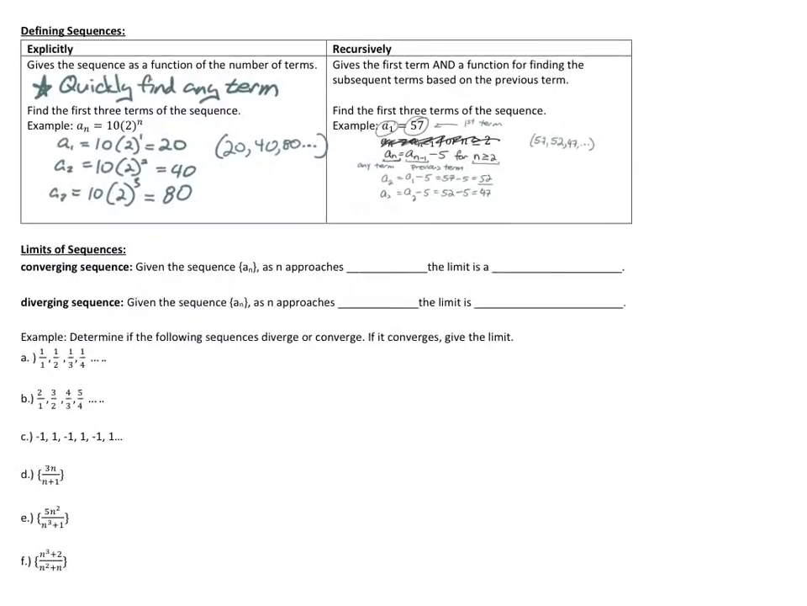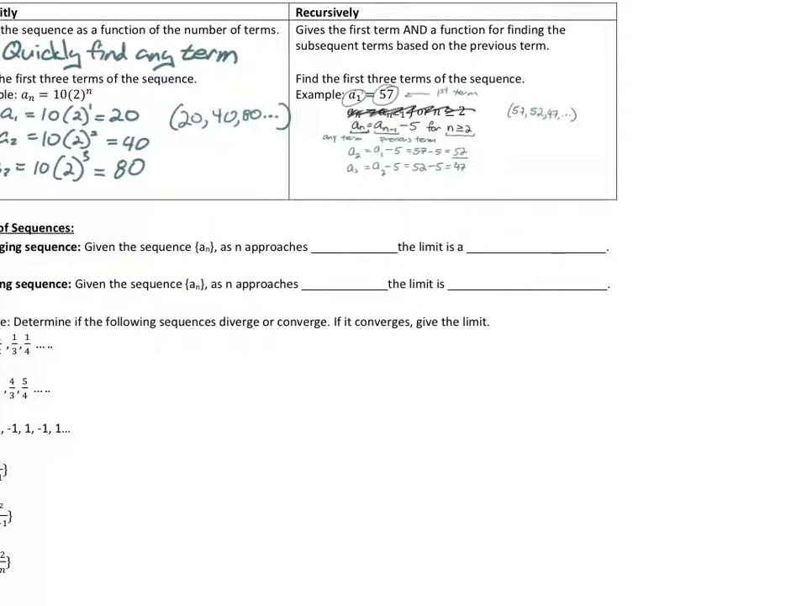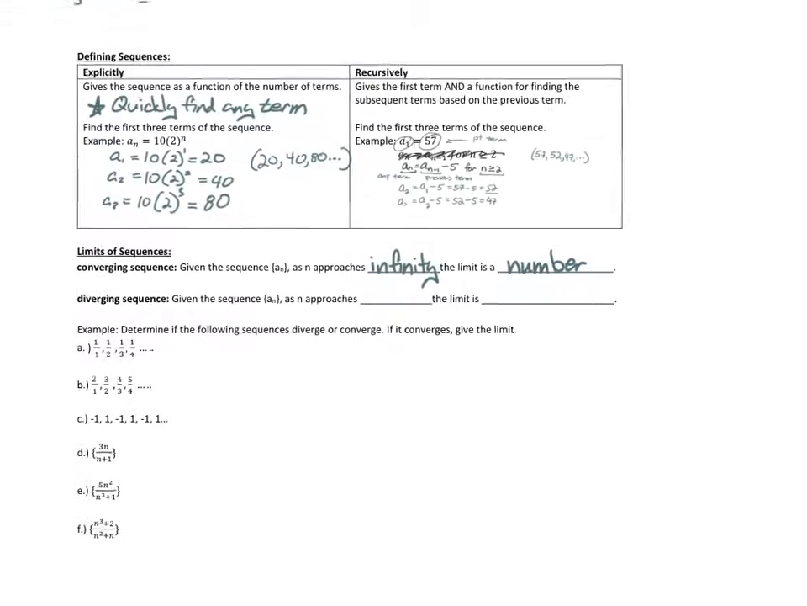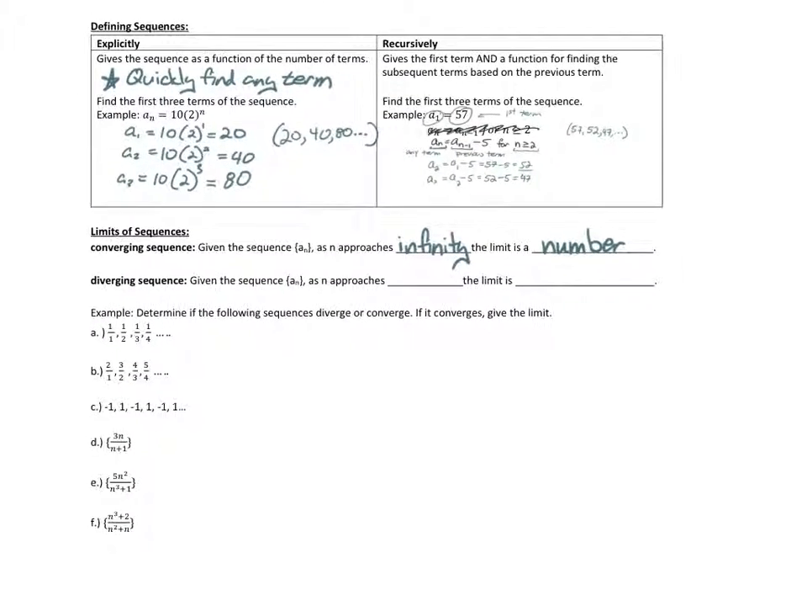Okay, now let's talk about limits of sequences. So if we do have an infinite sequence, what is the limit? So as n keeps growing, what do the term values approach? For a converging sequence, given the sequence a sub n, as n approaches infinity, the limit is a number. And we call that converging.